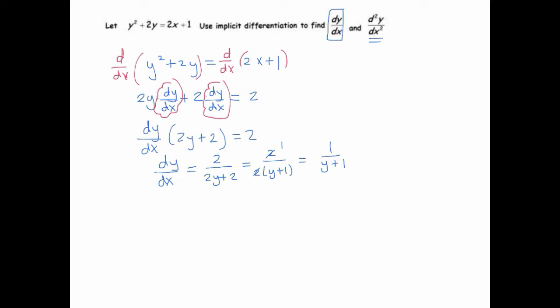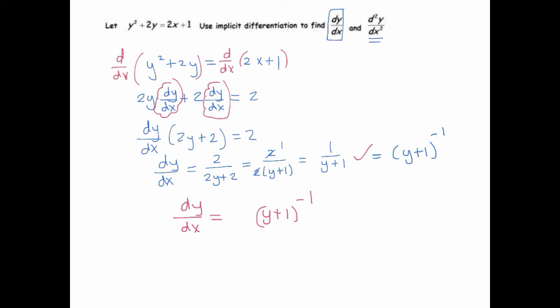So far, so good. And now what we need to do is find the second derivative. So to find the second derivative, we're going to take the derivative of the derivative. So we're going to take the derivative of dy dx. Now, what I would like us to do is rewrite this 1 over y plus 1. I think I'm going to use the power rule. So I'm going to write this as y plus 1 to the negative 1. But you could leave it as it is and just use the quotient rule. So here's what we're going to do. We're going to say, I know that dy dx is equal to y plus 1 to the negative 1.